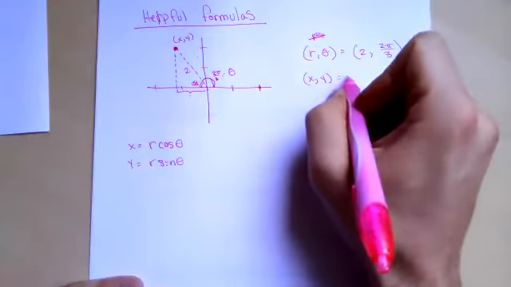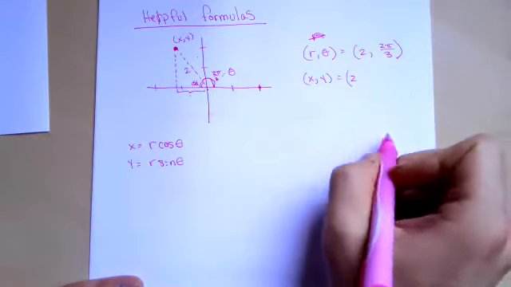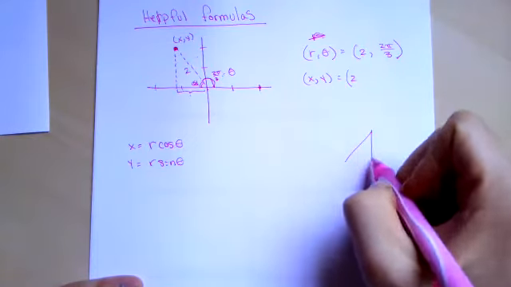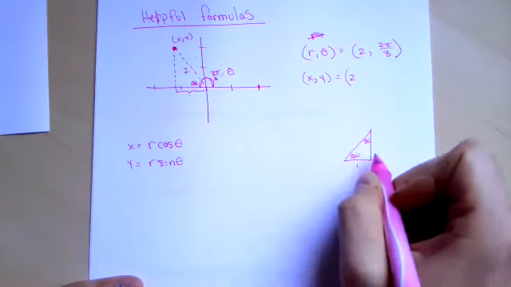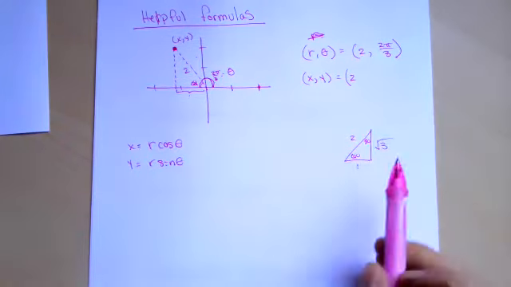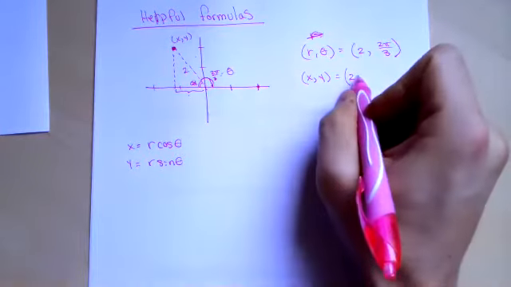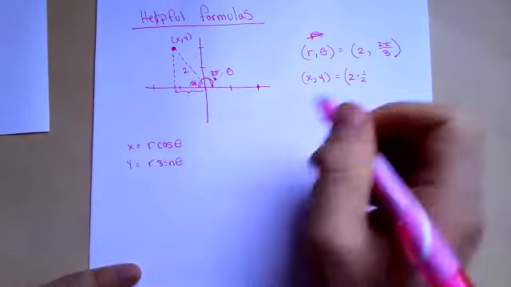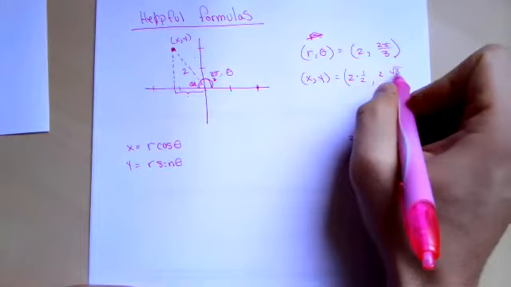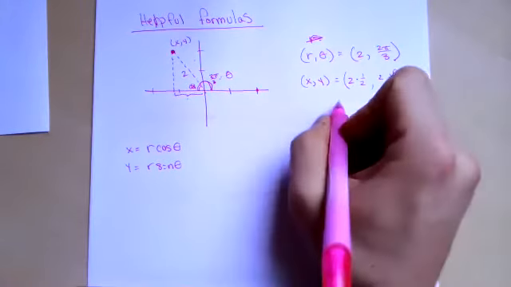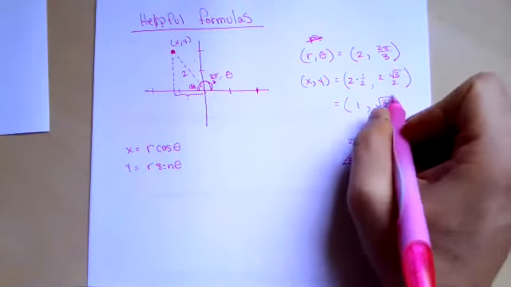So what is my x going to be? X is going to be 2 times cosine of 2 pi over 3. So you can draw your reference angles. We have 30, 60, 90. Cosine of 60 degrees gives me 1/2. So we'll get 2 times 1/2 for our x coordinate. And of course, 2 times root 3 over 2 for our y coordinate. And so our xy coordinates are going to be (1, square root of 3).